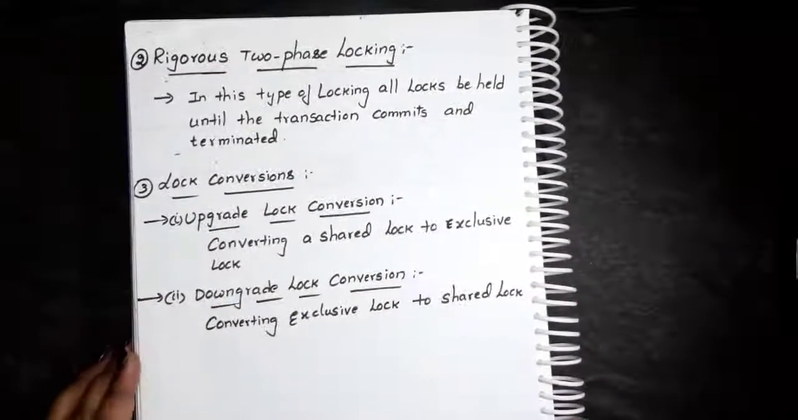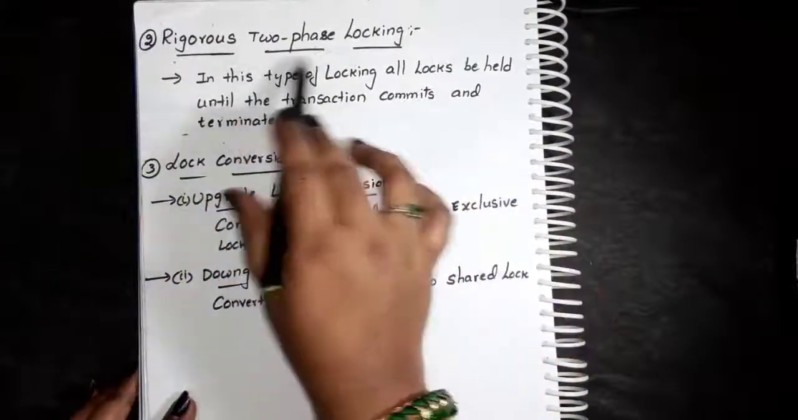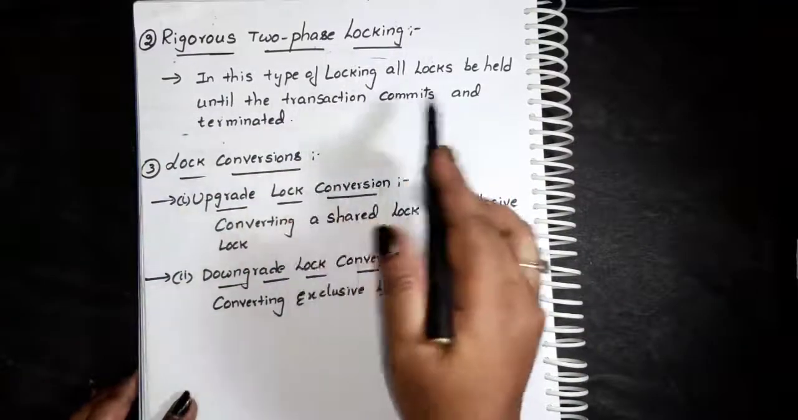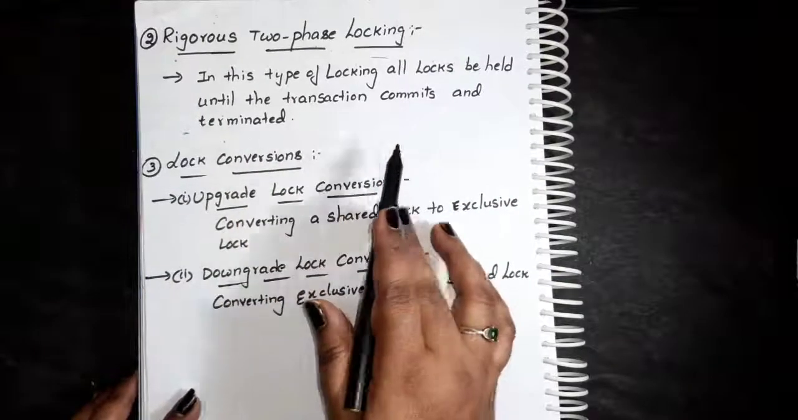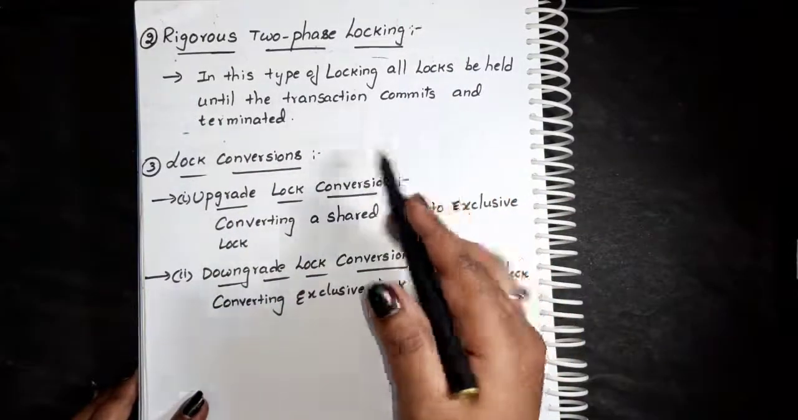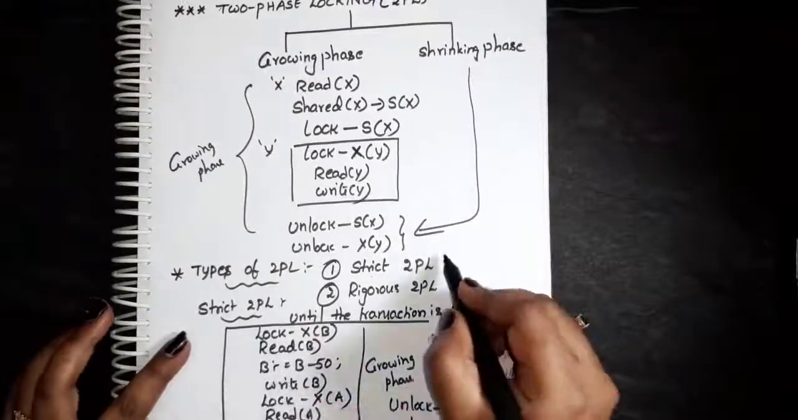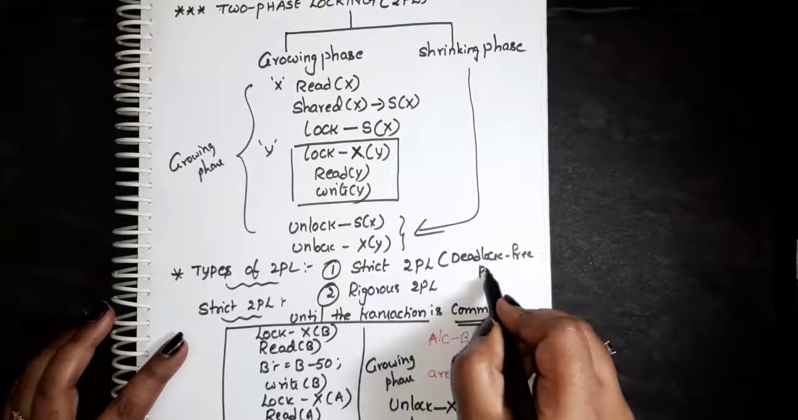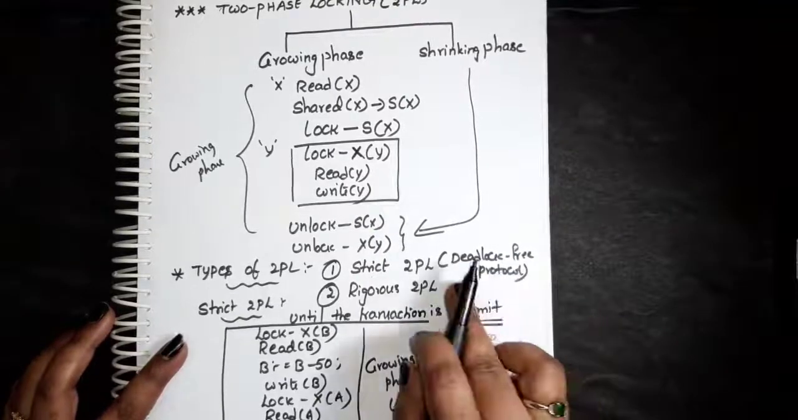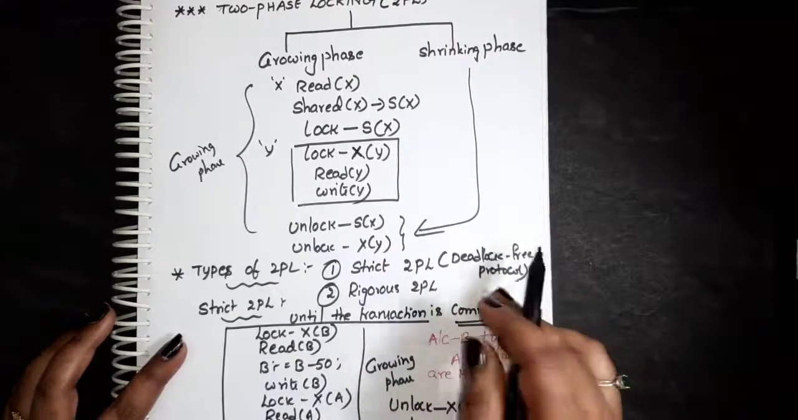Next, the second type of locking is called rigorous two-phase locking. What is rigorous two-phase locking? You place all the locks until the transaction commits, and finally the transaction should be terminated. You continuously place all the locks, the transaction is committed, and it is terminated. And one more thing: strict two-phase locking is called a deadlock-free protocol. Why do we call it a deadlock-free protocol? You already very well know what a deadlock is.